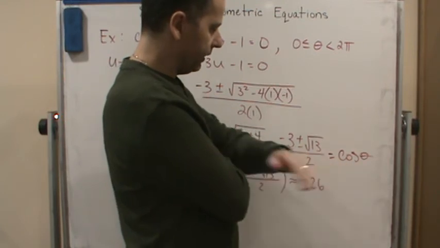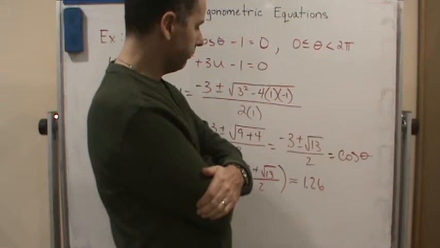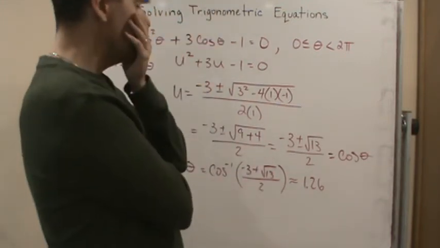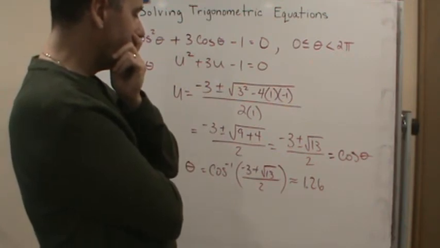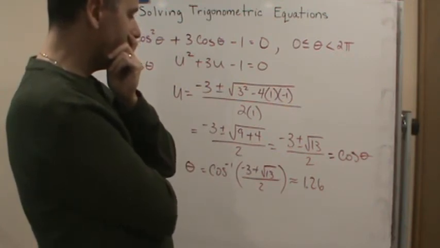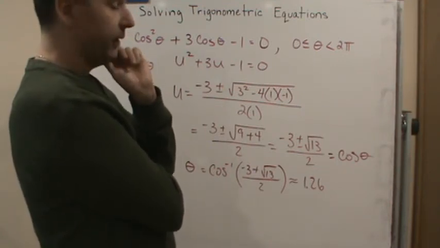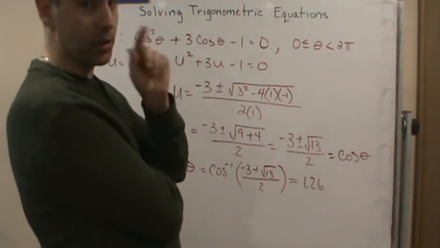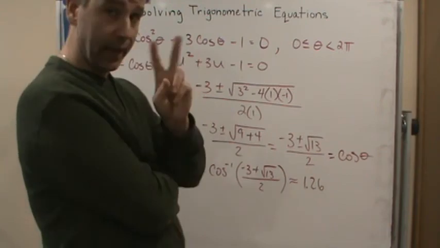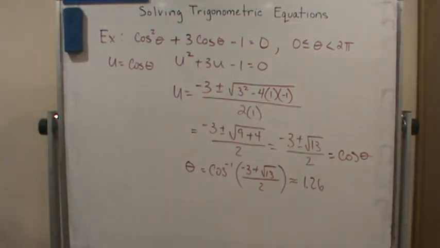Okay? Now, if we're doing a subtraction, then we're going to get a negative value here. And cosine is negative where? It's going to be negative in the second and third quadrant, and it's positive in the first and fourth quadrant. So again, knowing that is going to help you figure out what the solutions are going to be. Okay, so anyway, let's get back to this.